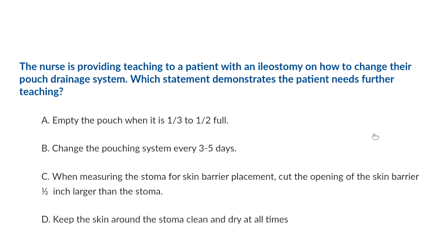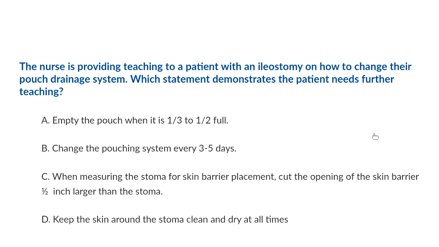Is it supposed to be a quarter inch, not a half? Correct, that's the difference. The opening of this appliance is only supposed to be a quarter inch larger than the stoma site. A half inch is too big. And what happens if there's too much? It's going to cause the skin to break down. Exactly. Good. Emptying the pouch when it's a third to half full is correct. Changing the pouch every 3 to 5 days is correct. And keeping the skin around the stoma clean and dry is correct. So good job.